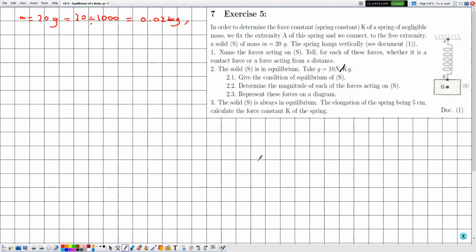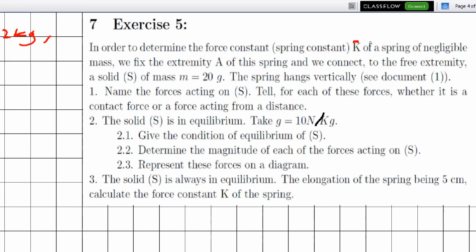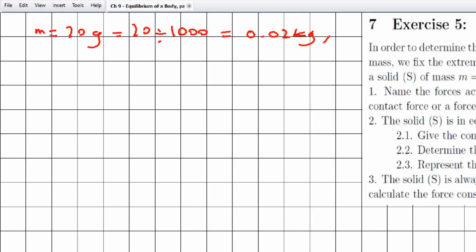So now in this case, because the value of G is given in the exercise and we know the mass, we can directly determine the weight. Then let's recall that the aim of this exercise is to determine K. So knowing M and G, one can directly determine the value of W. Knowing W, using the condition of equilibrium, one can determine the tension T. Using Hooke's law, one can determine the value of K.